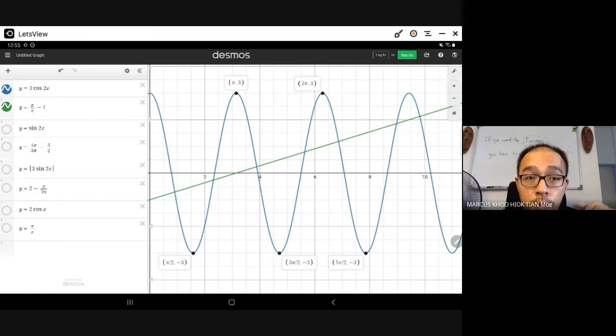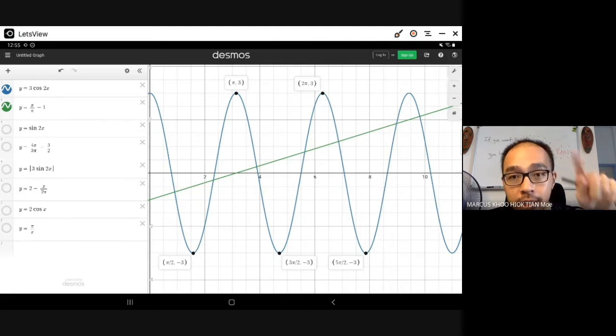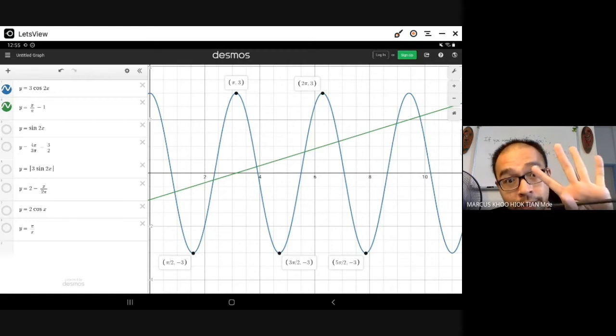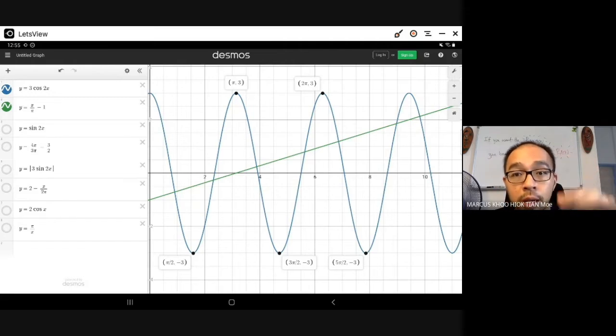So you also can use Desmos to help you to plot where are the four angles. Remember the 4 important angles: pi over 2, pi, 3 over 2 pi, and 2 pi. So use the Desmos app to also help you so that you can visualize it better.